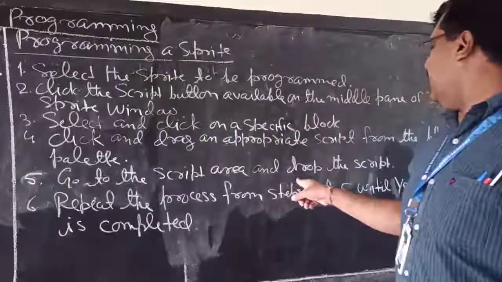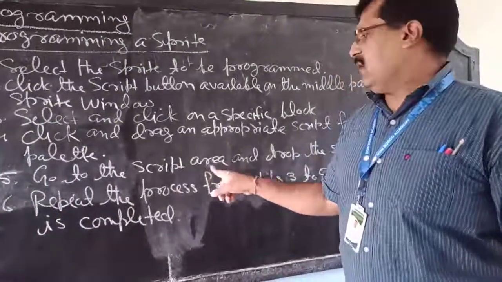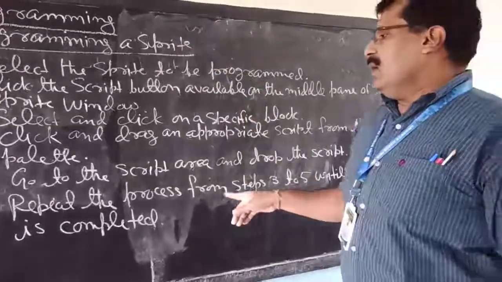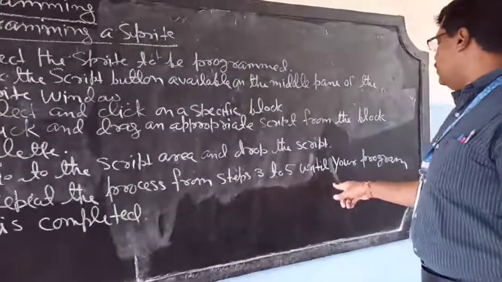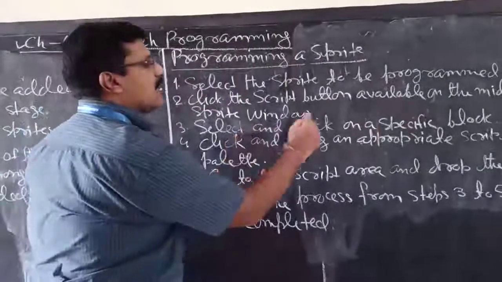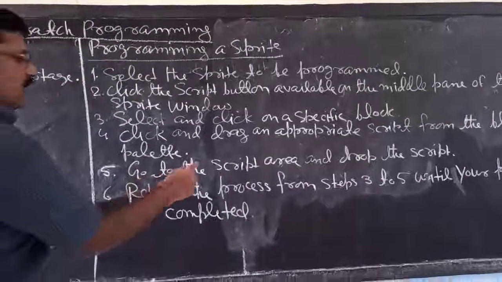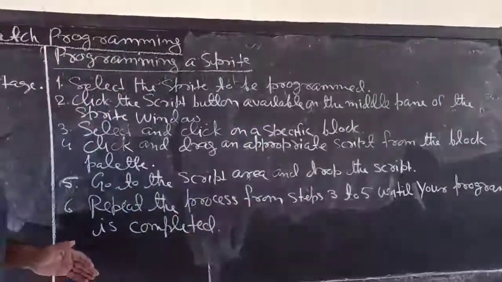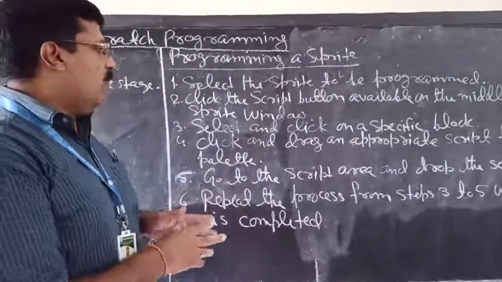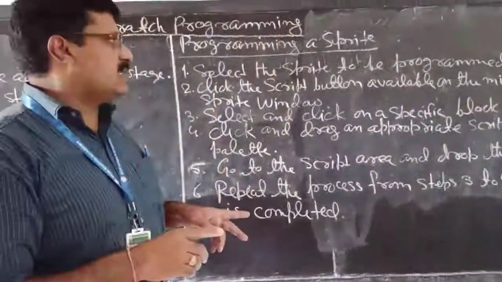Then go to the script area and drop the script. Go to the right side, that is called the script area, and just release the mouse button, and it will be dropped there. Repeat the process from steps 3 to 5 until the program is completed. So these steps 3 to 5, like selecting and clicking on a specific block, clicking and dragging the appropriate script, going to the script area and dropping that script, you have to continue until you complete the program. And when your program is completed, click on the green flag and it will play on the stage.